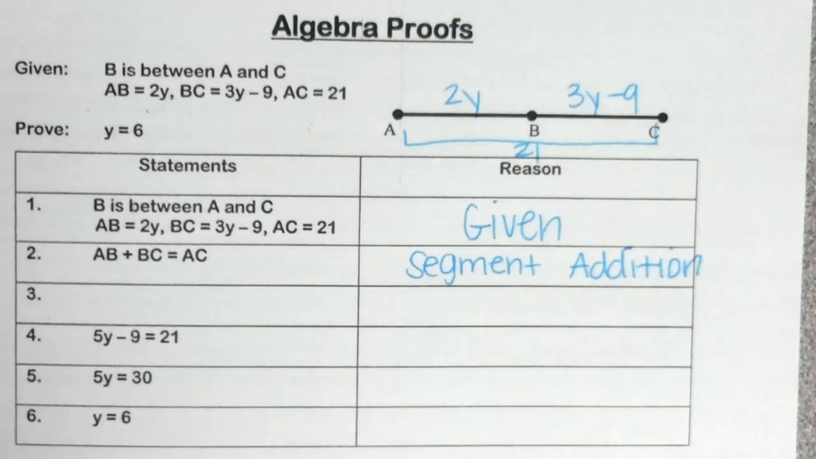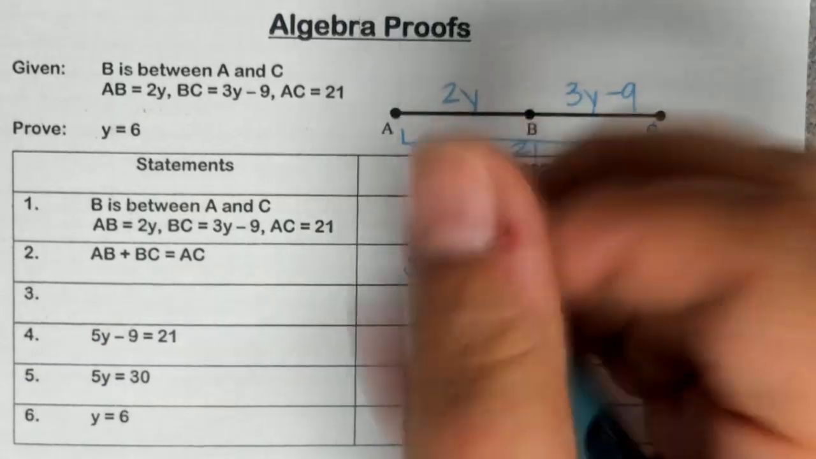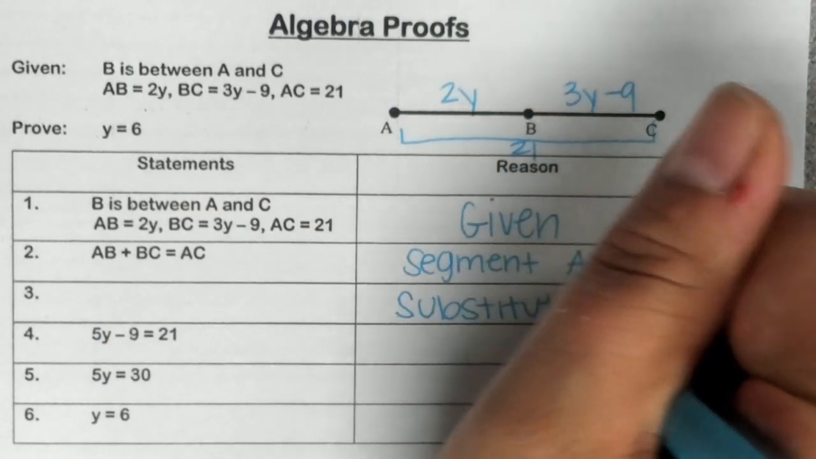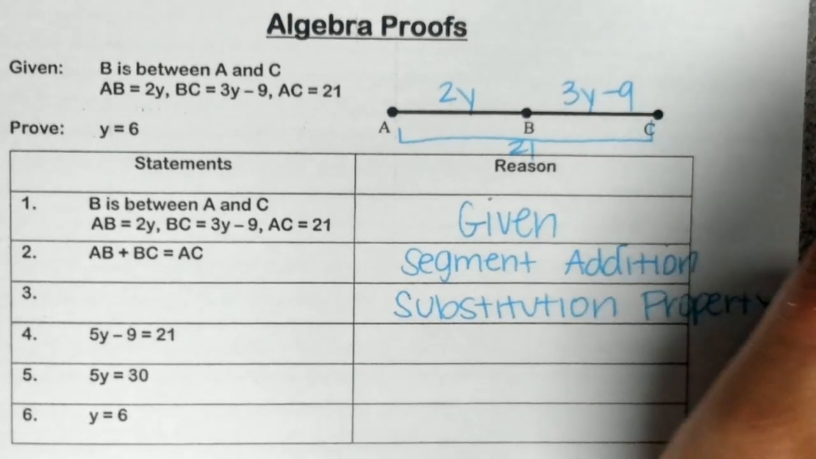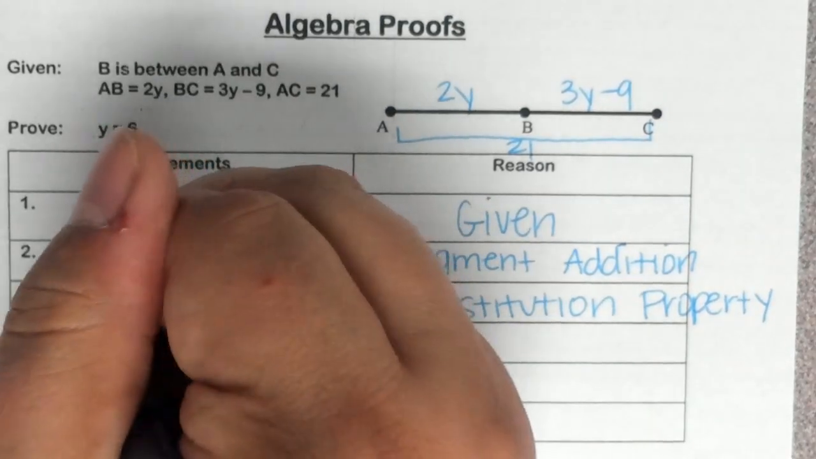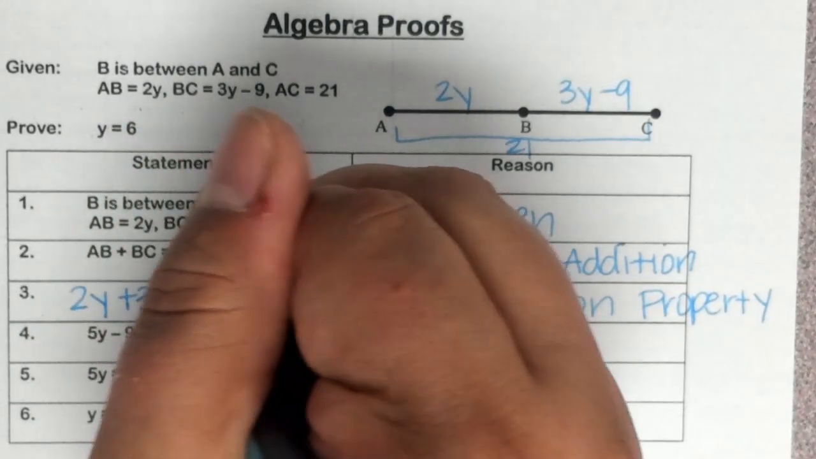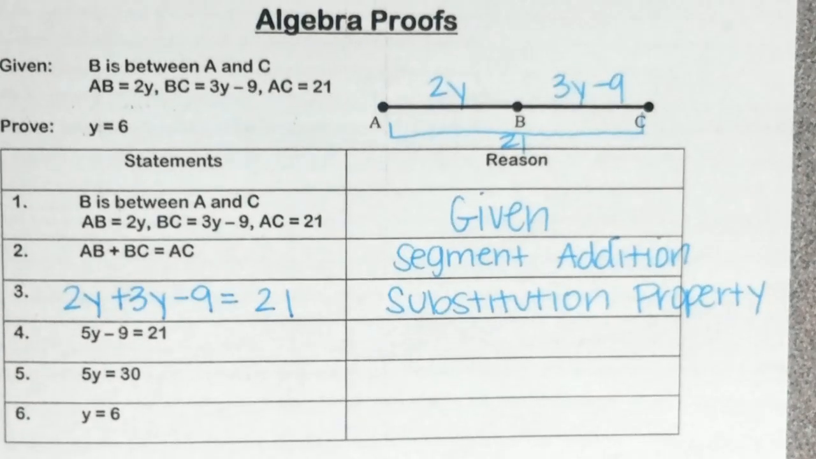What did we do next when we were solving this? What is that called when we're plugging? Substitution. We are going to substitute in, and yes, you need to write the word property, 2y for AB, 3y minus 9 for BC, and 21 for AC. We're substituting in.